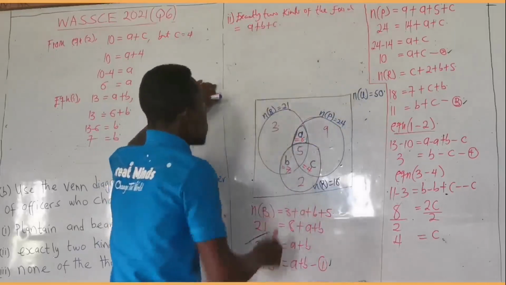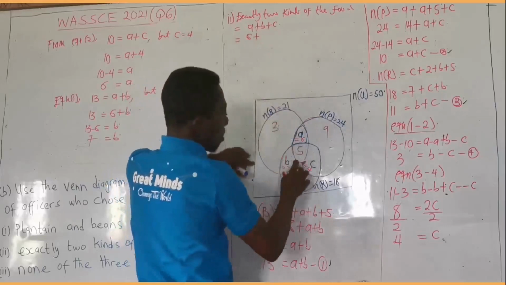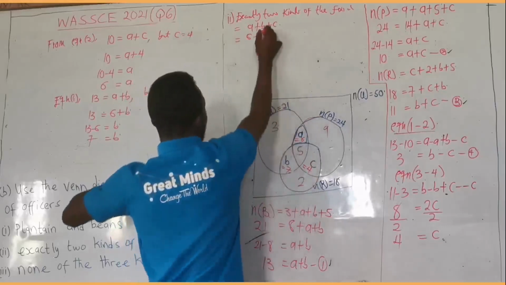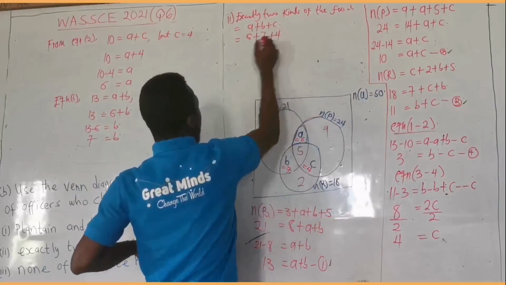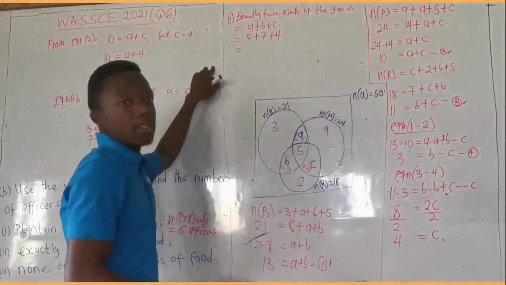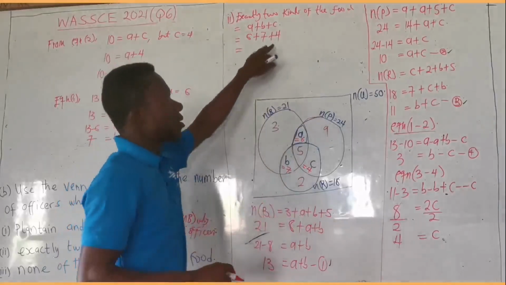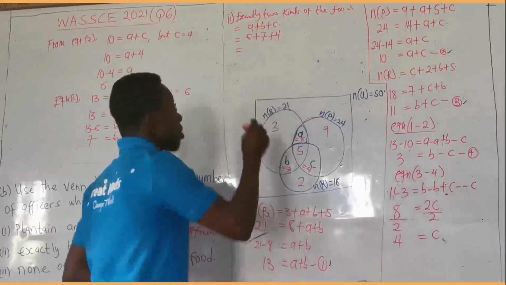C. And I know A to be what? 6. And I know B to be what? 7. And I know C to be what? 4. So I know that I'm going to have what? 6 plus 7 is going to give me what? 13. I believe that's what you have. Plus 4. 13 plus 4 is going to give me what? What is the answer? Tell me. 17.